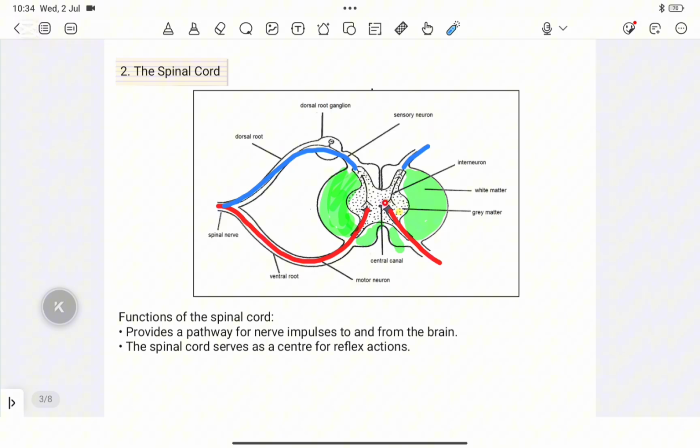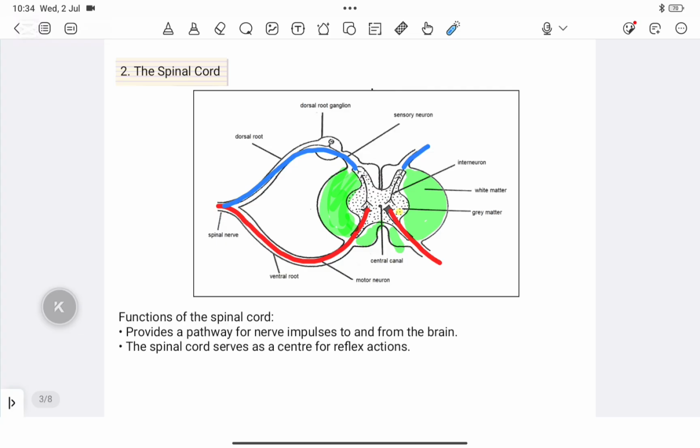Okay, then there's a dot over there in the middle that is called the central canal. And that is all you have to know for labeling a diagram of the spinal cord. Okay. Now, the functions of the spinal cord, it provides a pathway for nerve impulses to and from the brain, and the spinal cord serves as a center for reflex actions.